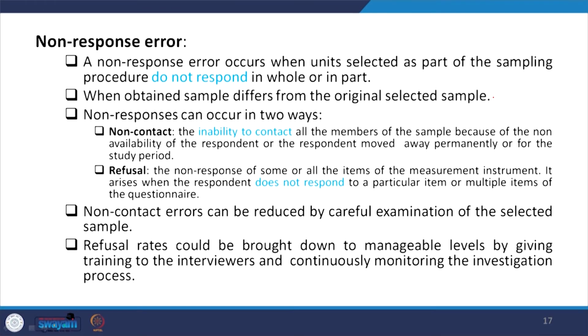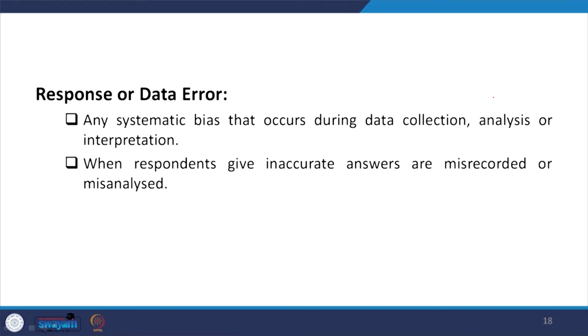Responses can occur in two ways. One is non-contact or refusal. Non-contact errors can be reduced by careful examination of the selected sample, whereas refusal rates could actually be brought down to a manageable level by giving training to the interviewer and continuous monitoring of the process of investigation.